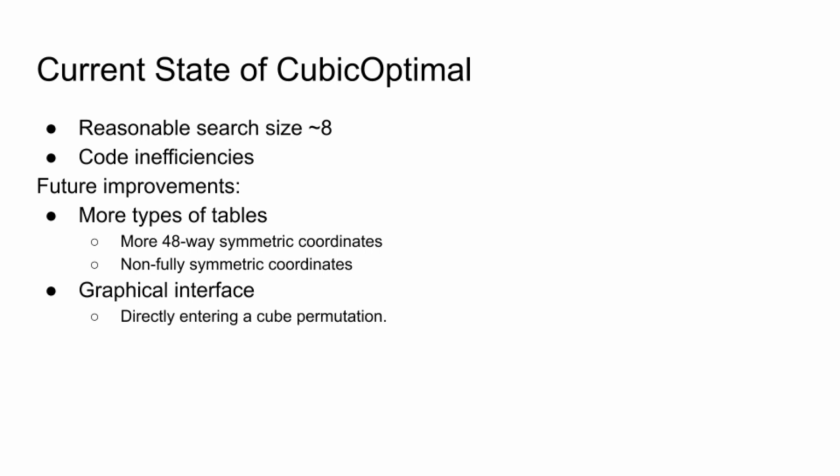However, currently for symmetry reduced coordinates, the coordinate must be fully 48-way symmetric, which is limiting, and I could find a way to introduce coordinates with less symmetry. Another improvement would be the addition of a graphical user interface, much like the one in Cube Explorer, so the user can directly enter a cube permutation without having to create a suboptimal generating scramble. This concludes my overview of cubic optimal, my attempt at a cube optimal solver. Thank you.